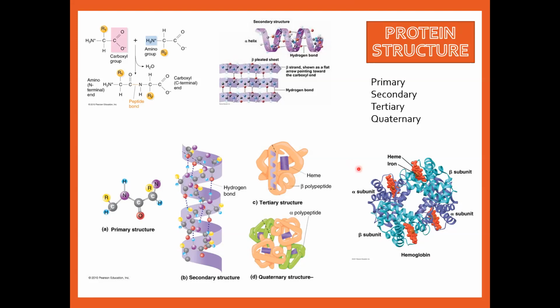which is basically bringing all these subunits together to form a complex protein. An example of this would be hemoglobin. So you have 2 alpha subunits, which are shown here in purple, and 2 beta subunits, which are shown here in this teal color. They come together to form this complex quaternary structure, or in this case, hemoglobin.